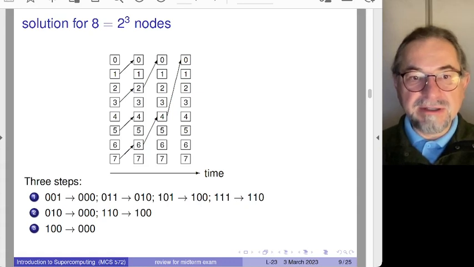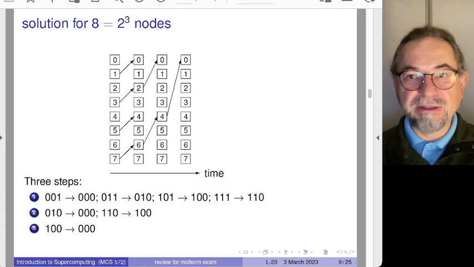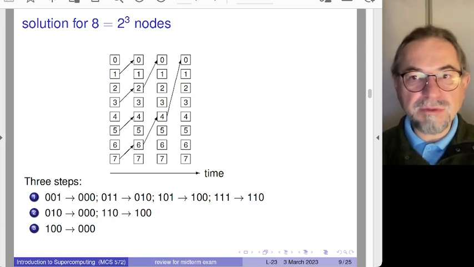Look at the second layer. So in the second step, node 6 sends to 4 and 2 sends to 0. And again, we see that in the labels of the two nodes that need to be connected, there is only 1 bit different in the binary expansion of their identification number. And finally, 4 sends to 0, and also there we see that the identification number supports this. So the binary expansion, there's only 1 bit different.